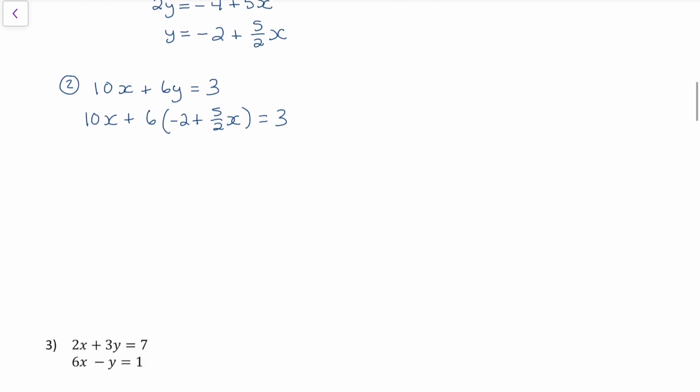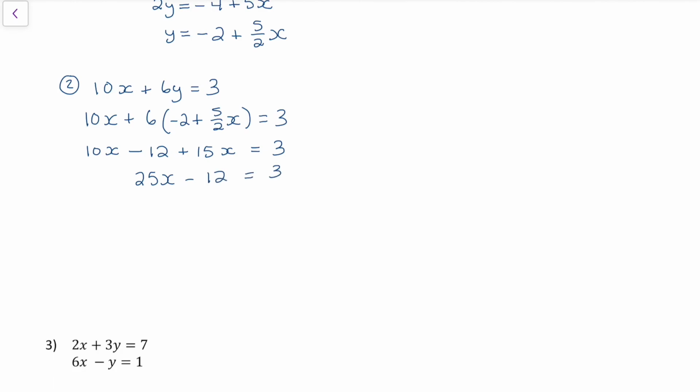So I'm going to expand this bracket first. Again, remember the 6 applies both to the -2 and the 5 over 2 x. So 6 times -2 is going to get me -12 here. And then 6 times 5 over 2 is going to get me 30 over 2, or 15x, equals 3. I'm then going to combine my x's, so I get 25x minus 12 equals 3.